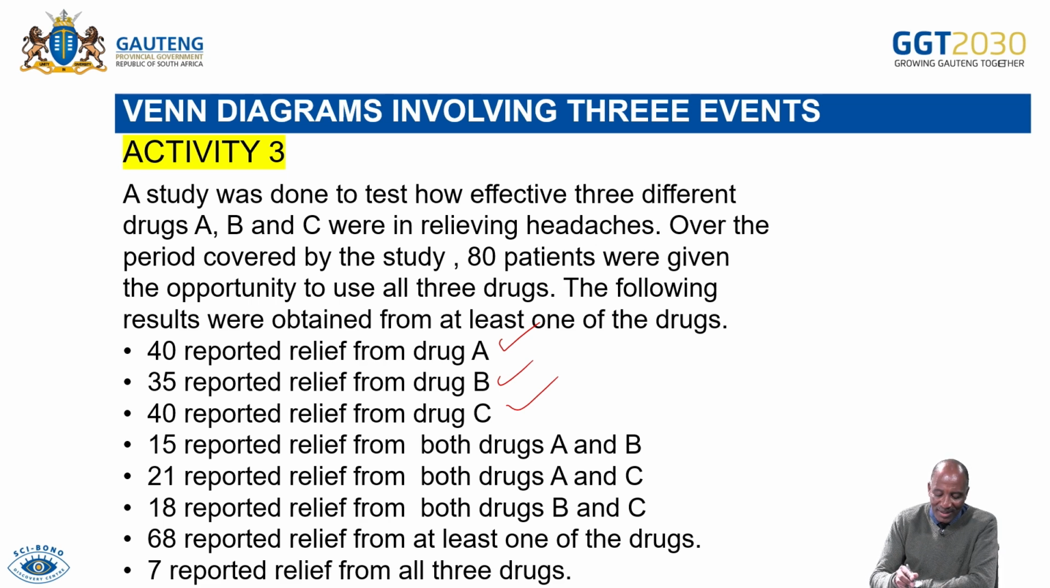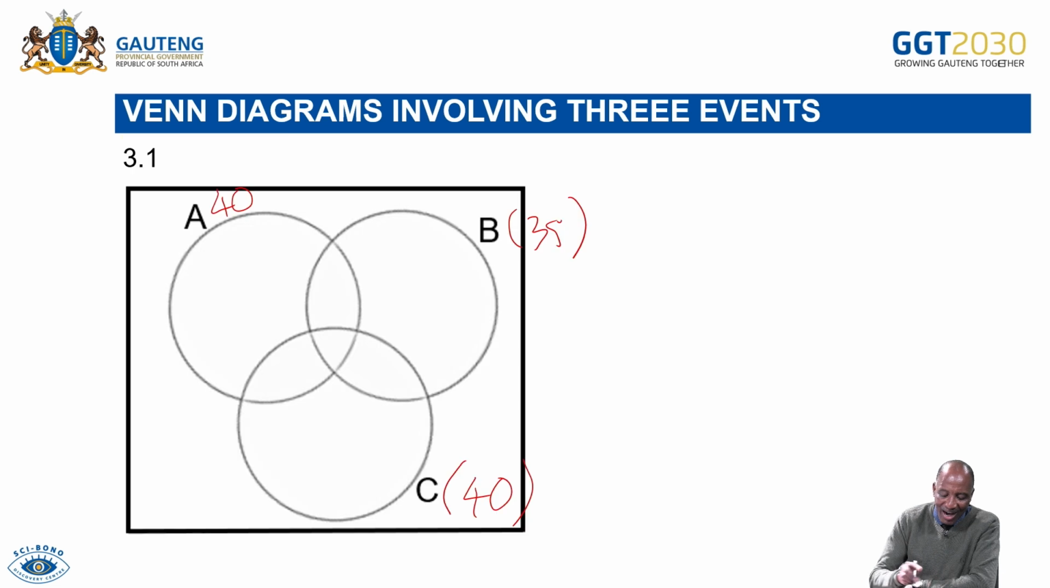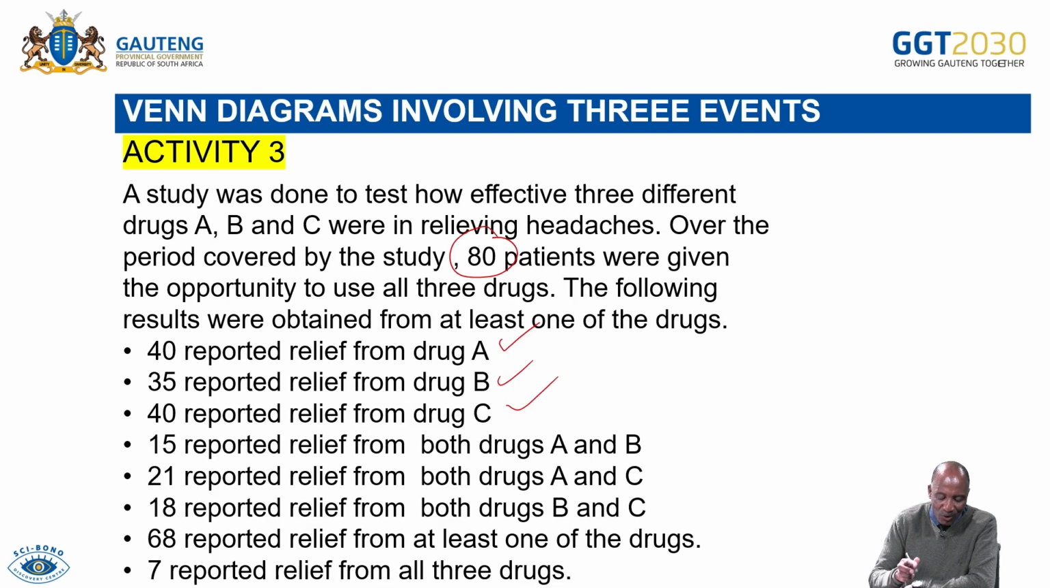Then you move on and remember there were 80 in total. So meaning outside your ring, your rectangle, you put 80. There were 80 in total. Those that were cured by A, there were 40. Those that were cured by B, there were 35. Those that were cured by C were also 35. So far we have ticked all those.